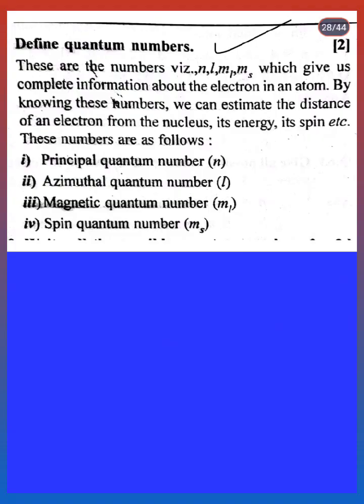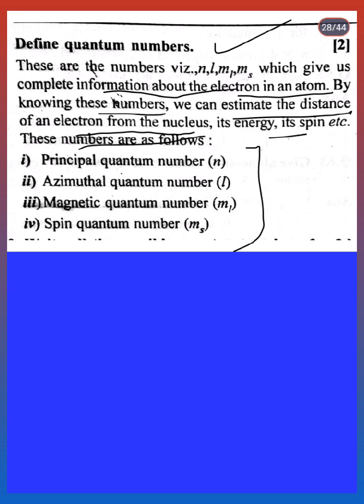Next main important part is the quantum numbers. There are 4 quantum numbers, and the quantum numbers help to describe the complete information about an electron in an atom. By knowing these numbers, we can estimate the distance of the electron from the nucleus, and its energy, spin and magnetic orientation. These are called the quantum numbers. There are 4 types: principal, azimuthal, magnetic, and spin quantum numbers.